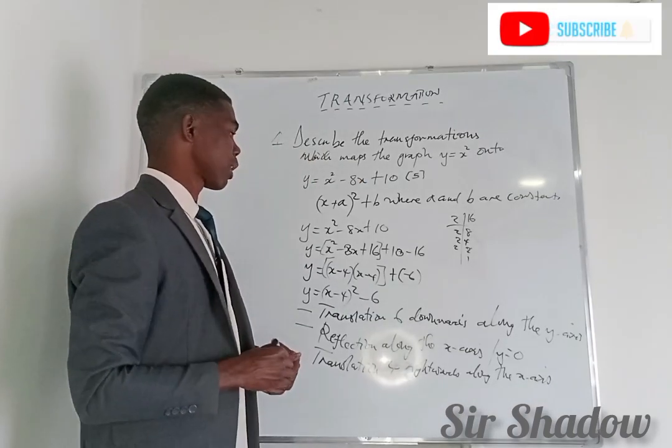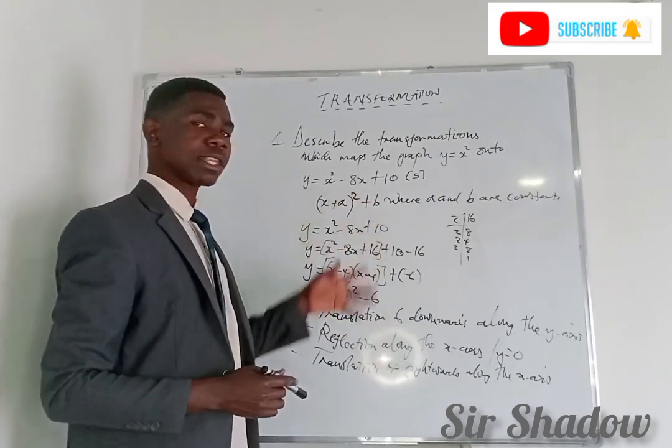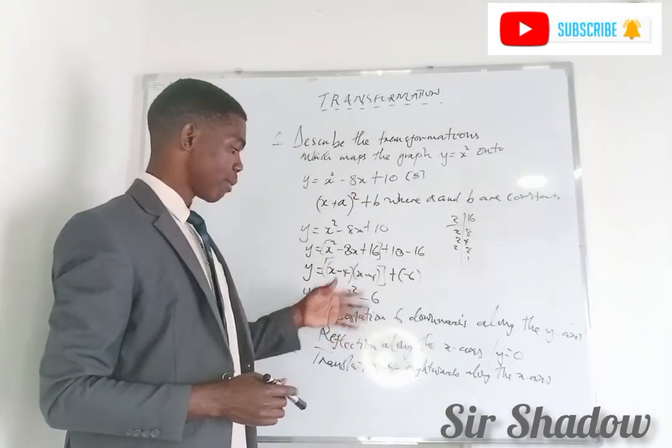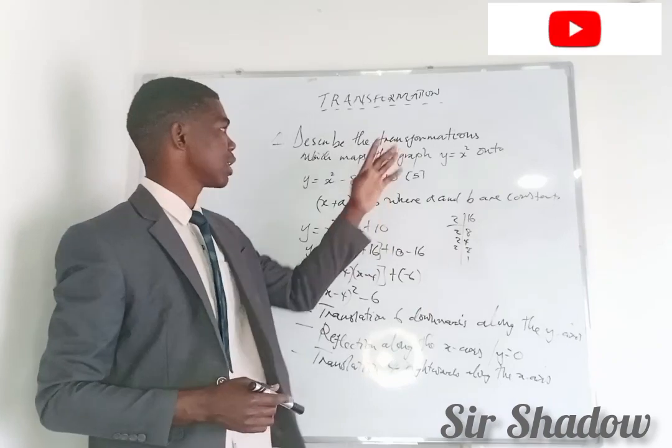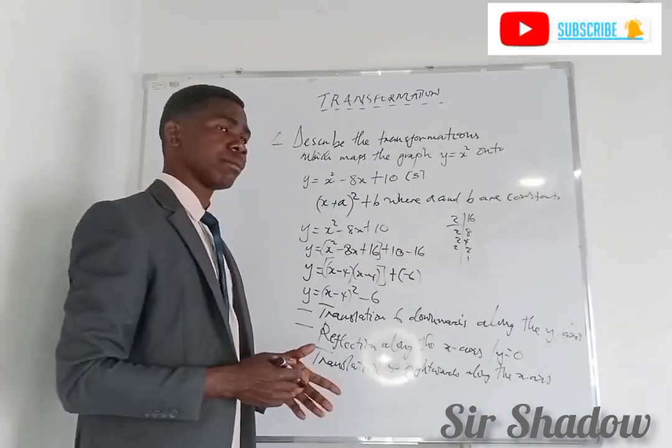So 2 marks will be awarded for completing the square, and the other 3 marks will be awarded for describing the transformations after completing the square.